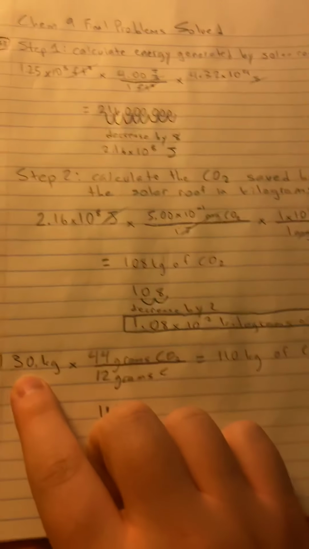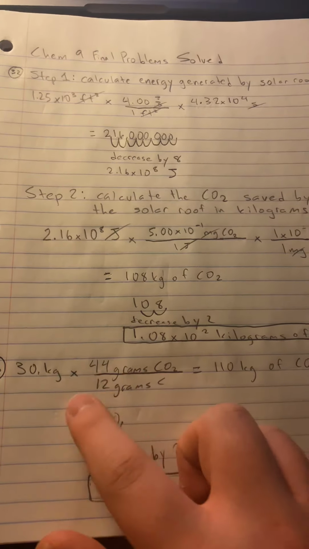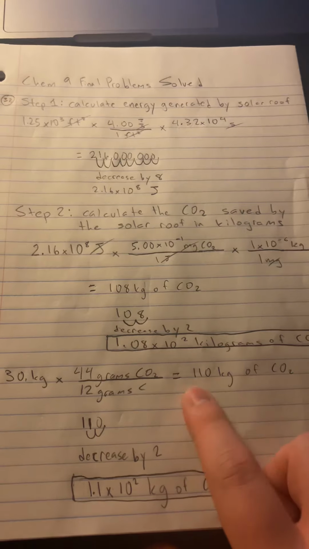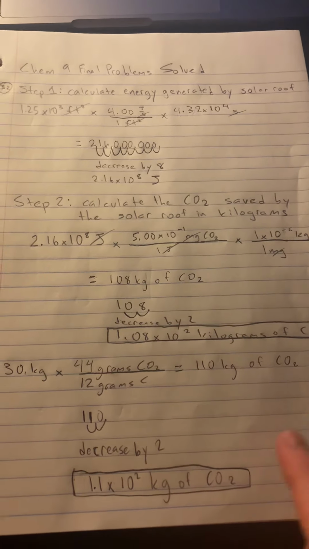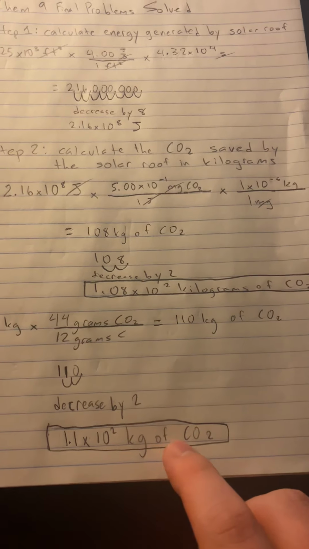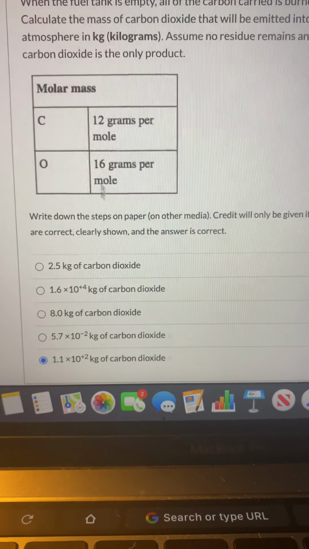So we know 30 kilograms times 44 grams of CO2 over 12 grams of carbon. We get that from the table. Solve that out. That's 110 kilograms of CO2. And in scientific notation, it's 1.1 times 10 to the 2 kilograms of CO2. The last one is the correct answer. And the other ones are the wrong values.